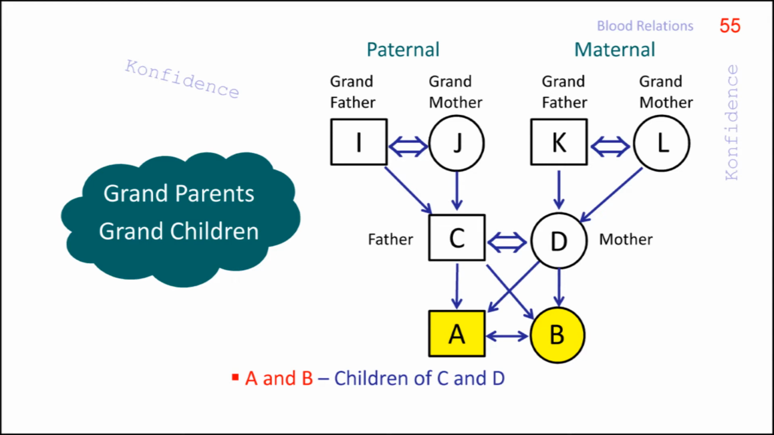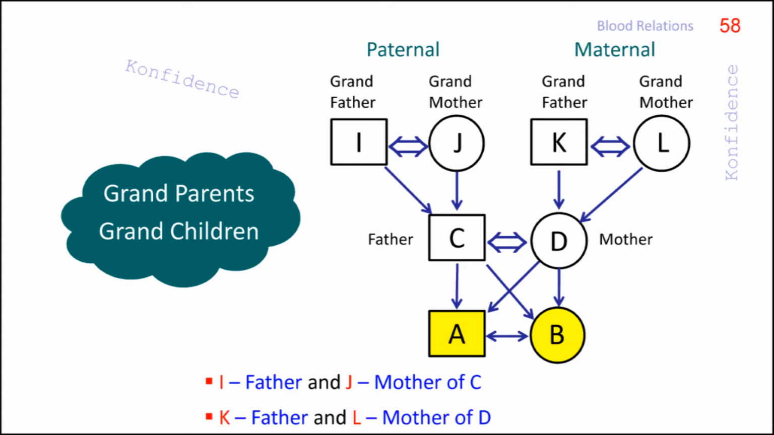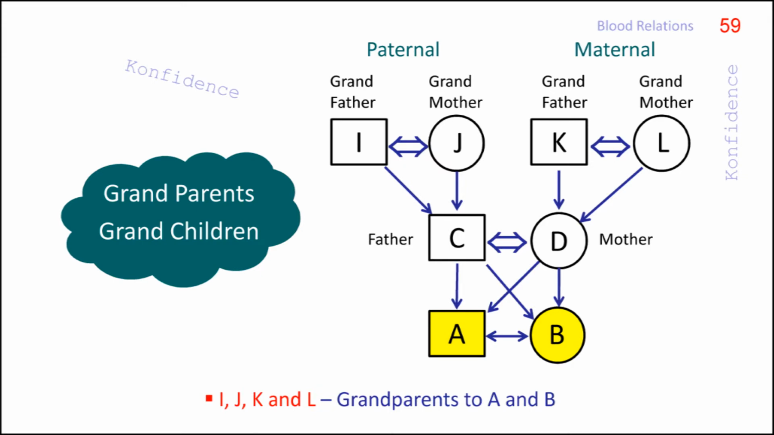In the diagram given in the presentation, the male members are indicated by the squares and females are indicated by the circles. Let us focus the attention again on A and B. A and B are children of C and D. C is the father and D is the mother. I is the father and J the mother of C. K is the father and L the mother of D. Thus, I, J, K, and L are grandparents to A and B.